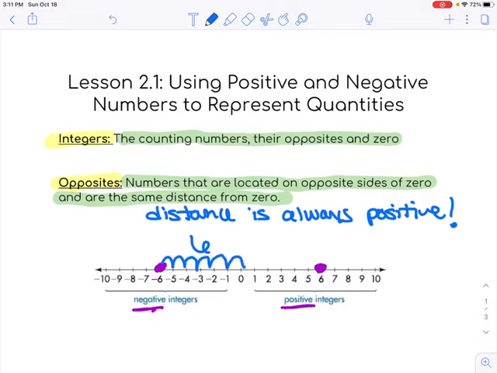So -6 is 6 spaces away from 0. And let's see how many spaces +6 is away from 0. 1, 2, 3, 4, 5, 6. So 6 again. So these are a perfect example of what an opposite is.